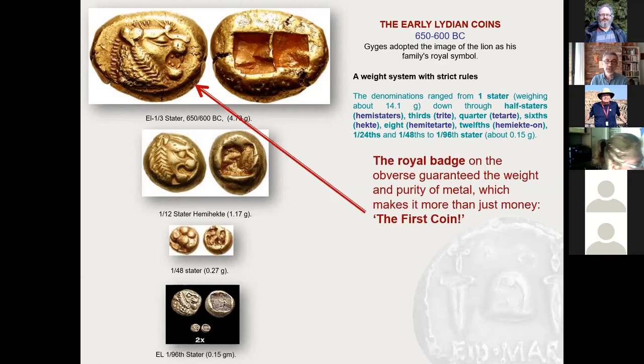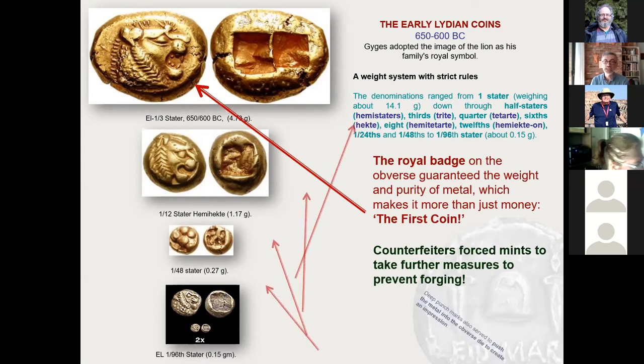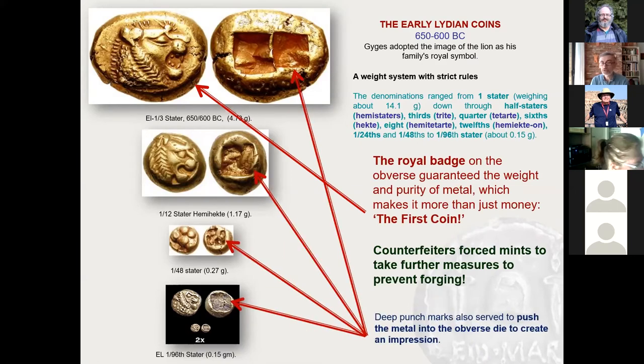The royal badge on the obverse guaranteed the weight and purity of the metal, which makes it more than just money. First coin, we can say. And counterfeiters forced mints to take further measures to prevent forging. The punch marks also served in this case to push the metal into the obverse die to create an impression.